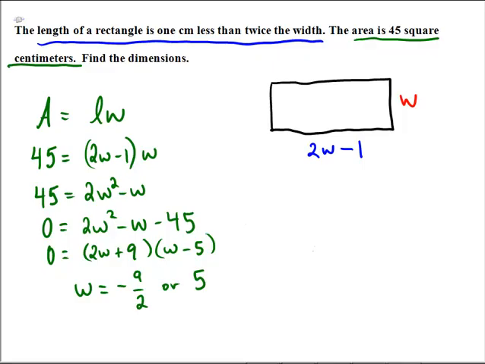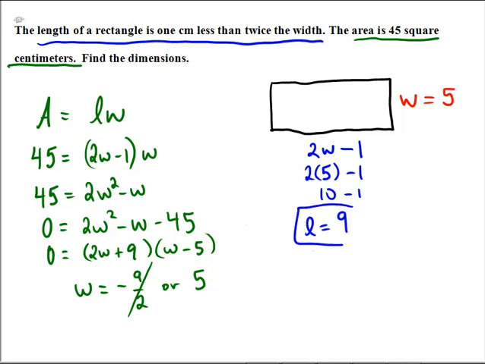But recall, these are supposed to be widths and lengths, so they're going to be positive numbers. Let's get rid of that negative 9 halves. So coming back to our diagram, I guess we're finding out now that the w is supposed to be equal to 5, and the length is 2 times 5 minus 1, or 10 minus 1, or 9. So the dimensions are length equals 9 and width equals 5.